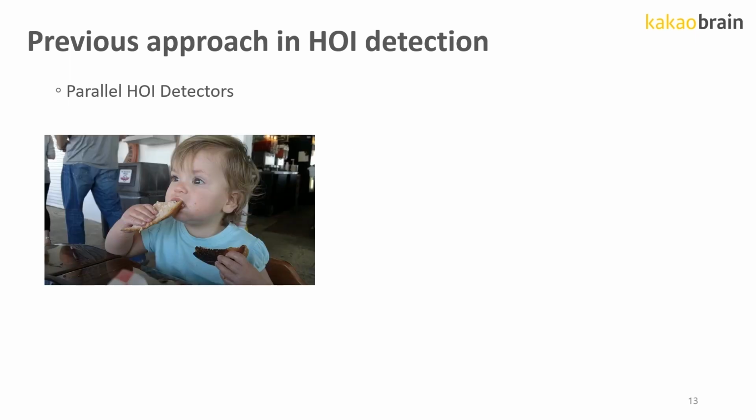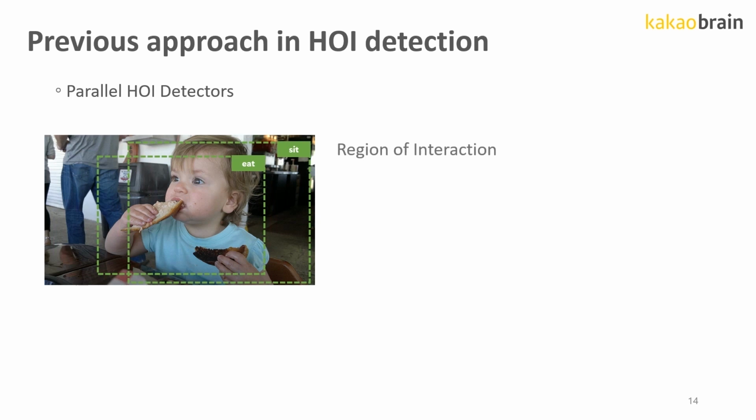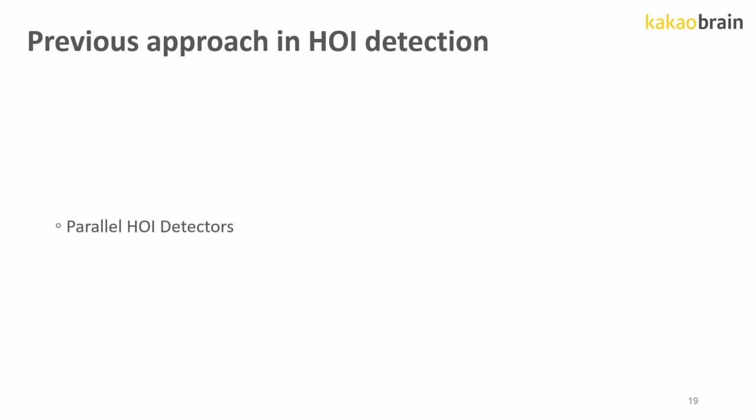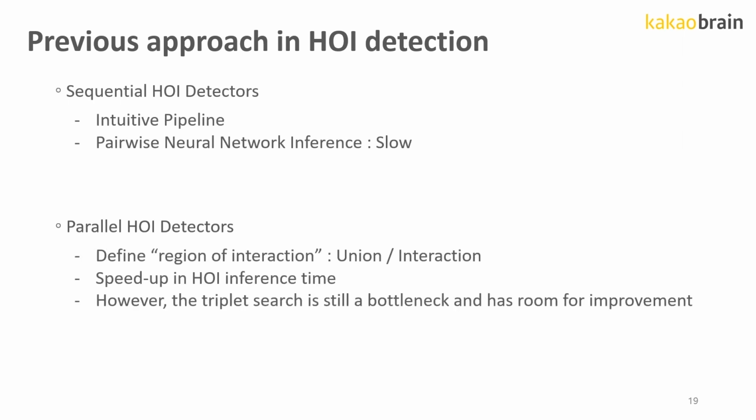To overcome this issue, parallel HOI detectors have been proposed. Parallel HOI detectors define and capture a unique region called the region of interaction in parallel with object detection. For every region of interaction, we simply need to find the human and the object that best matches the detected region of interaction. Now, the time-consuming pairwise neural network is substituted with a simple distance or IOU-based matching. Compared to sequential HOI detectors, this enabled a remarkable speed-up in HOI detection.